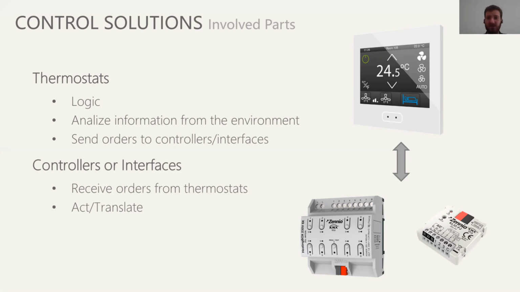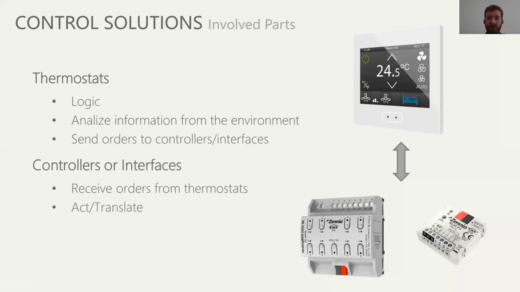What thermostats do, as we were saying before, is analyze information from the environment, get those inputs, and give some output, whether it's 1 bit in a 2-point hysteresis, 1 bit in a PWM, or 1 byte in a PI. And what they do is send these outputs as orders to the controllers or to the interfaces.